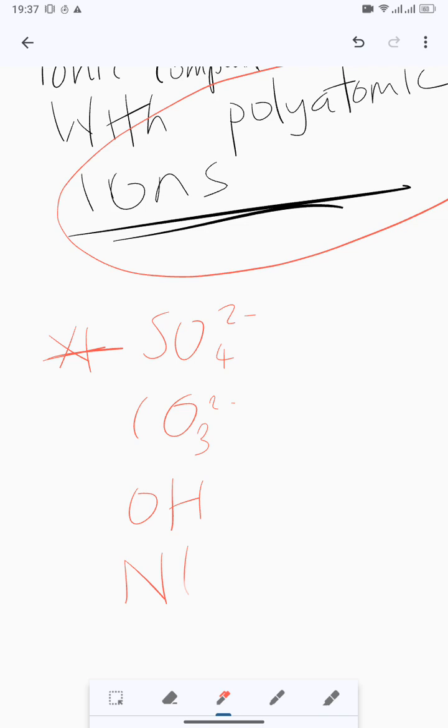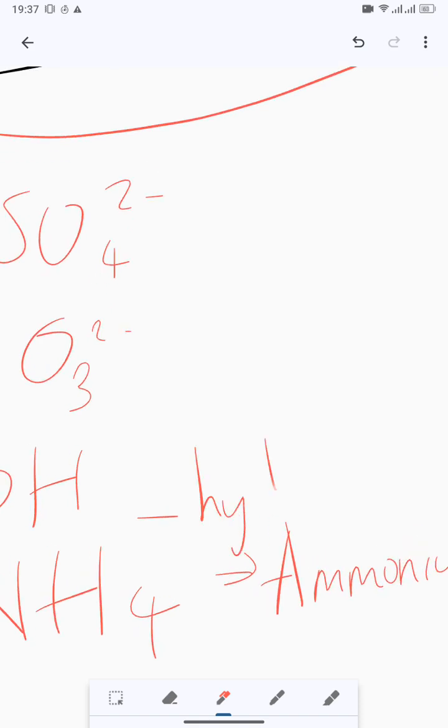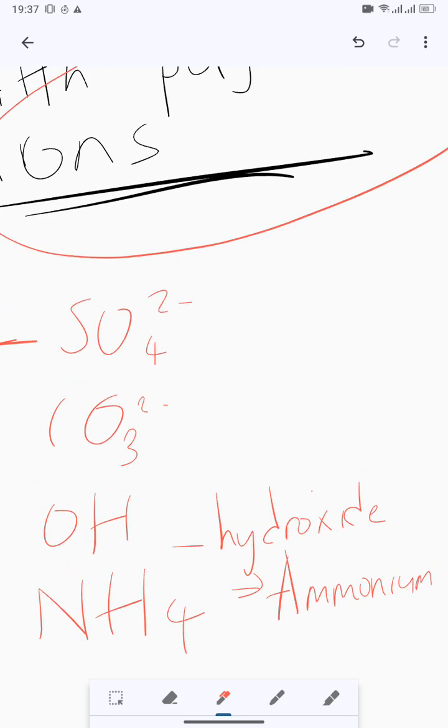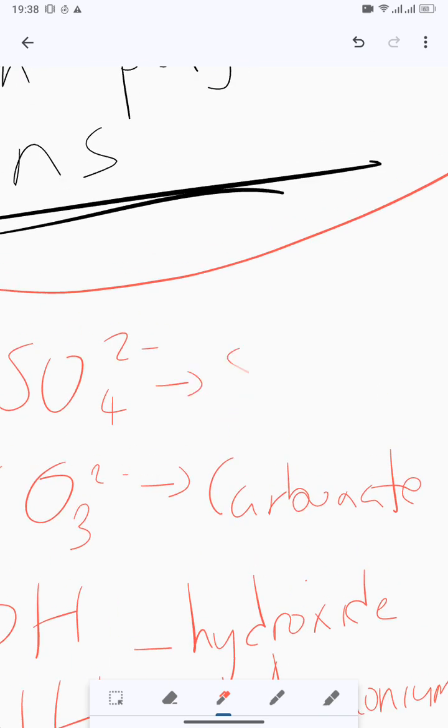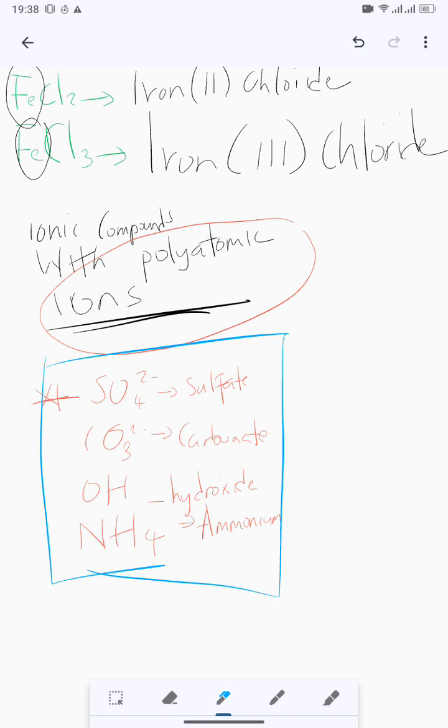Polyatomic ions, maybe NH4. You know, this is ammonium. That's the hydroxide. Then if you recall, this is the carbonate. And then you know this is the sulfate. So these are some of the few polyatomic ions that you should know.